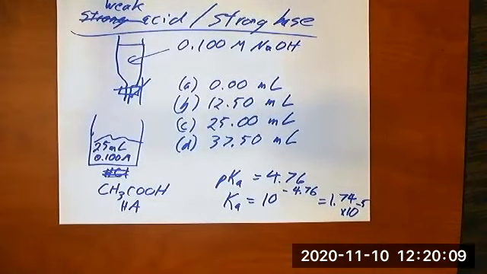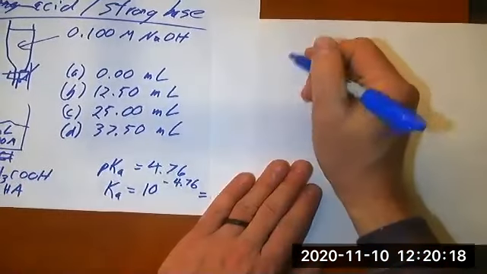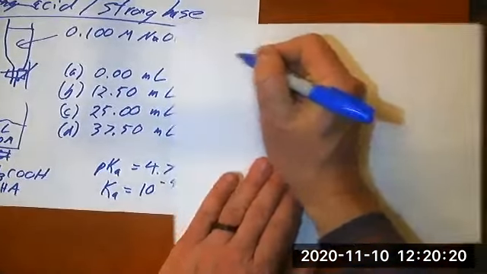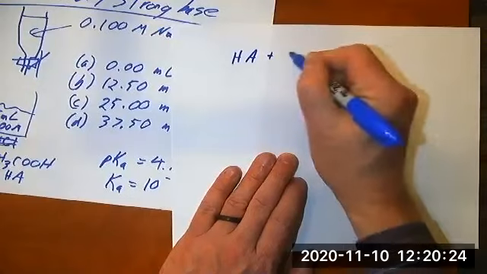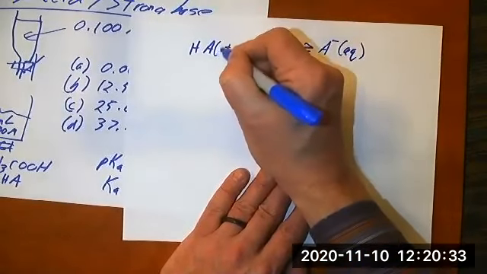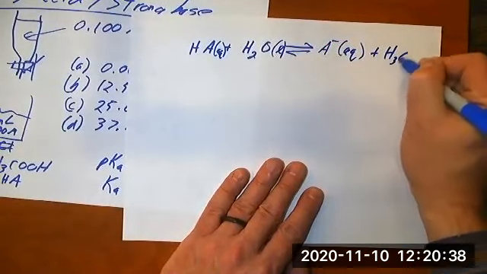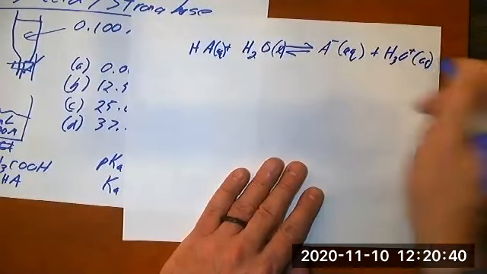So let's take a look at our first case here, of no sodium hydroxide having been added at all. In this case, we have our ice table. Let us write out the expression, the standard acid reaction, which is you take your acid, you react it with water to form A minus aqueous plus H3O plus aqueous.